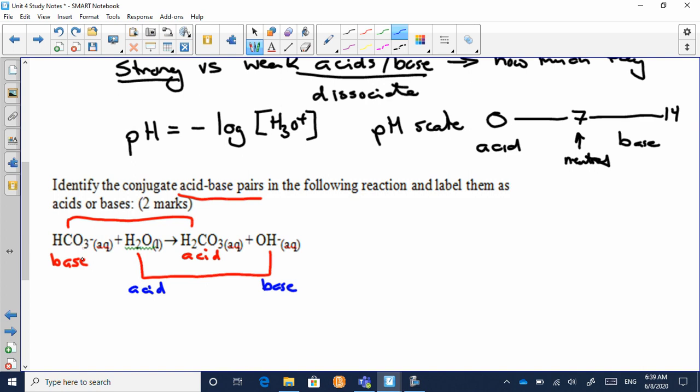All you need to remember is that, first of all, within each pair, they differ by a hydrogen. That's why this one goes with this one. Those two compounds differ by a hydrogen, and sure enough, H2O and OH differ by a hydrogen. And then within the pair, there's one acid and one base. The base will accept a hydrogen as it moves over. The acid will donate a hydrogen as it moves over. So that's how I identified those.